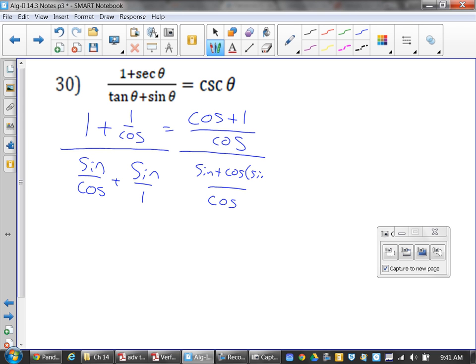How'd you get those right? Common denominator would be cosine. This fraction needs a cosine, this one doesn't. This denominator has a cosine, this one doesn't. So you wind up doing the exact same thing that we did in number 28. Take the sine out.